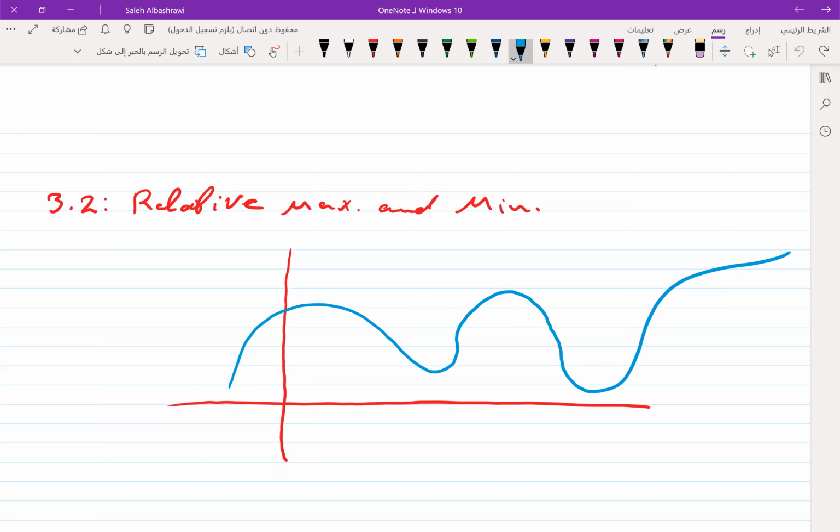Bismillahirrahmanirrahim. For today, we are going to speak about the relative maximum and relative minimum of a function. Let's start with the definition. What do we mean by relative maximum or relative minimum?